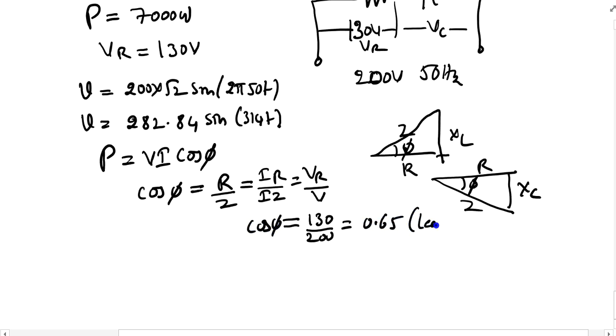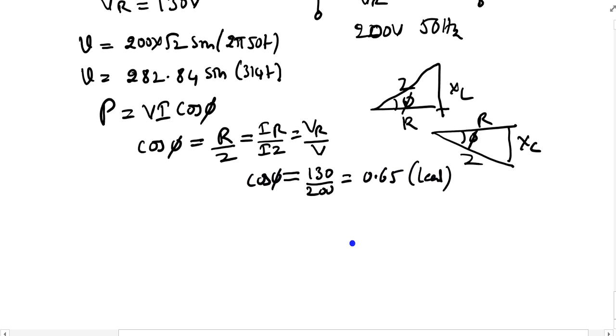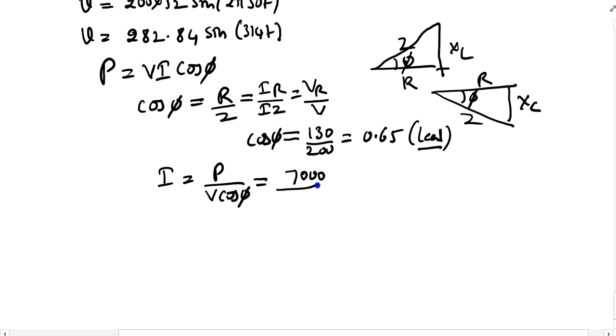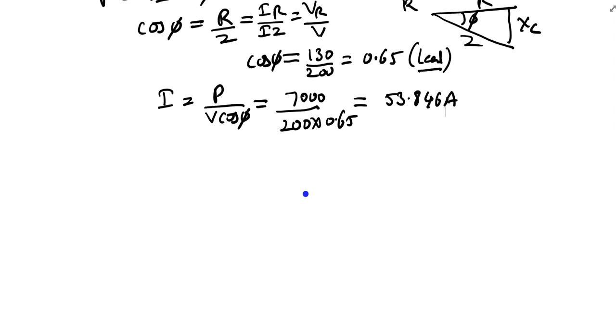It is leading because it is a capacitive circuit. So the power factor is always leading because the current leads the voltage. That's why it is lead. And you can write I is equal to P by V cos phi, so 7000 by 200 into 0.65. So you will get the current as 53.846 amperes. So many relations we have. Use those relations, and whatever parameter they are asking, you can easily calculate.